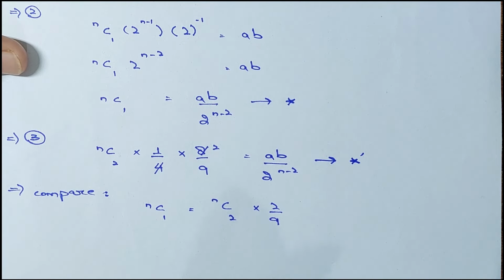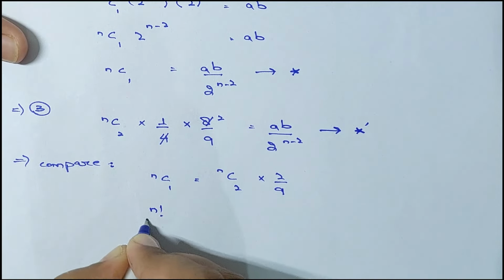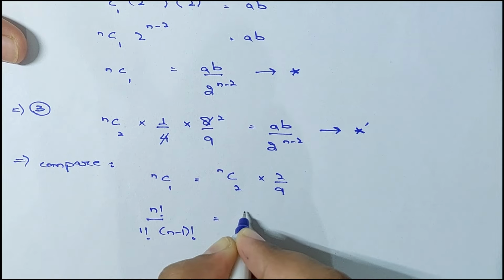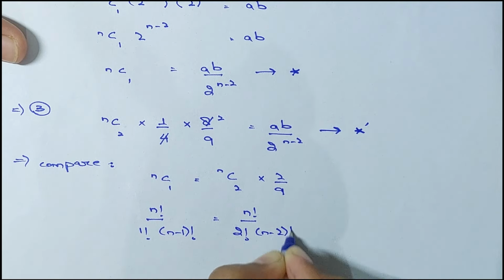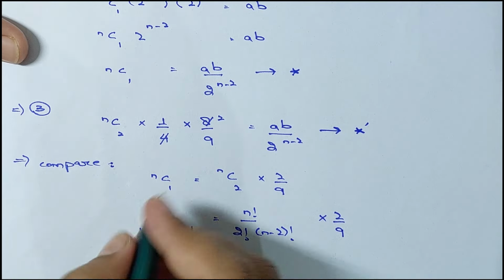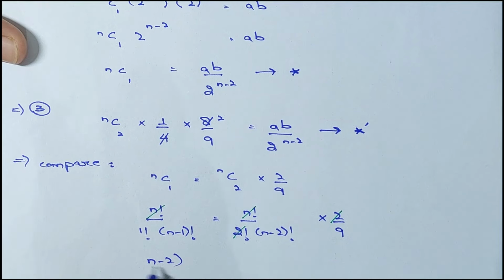Okay, and let me open the formula of the factorial. nC1 is n factorial over 1 factorial n minus 1 factorial, and this is n factorial over 2 factorial into n minus 2 factorial, multiplied by 2 by 9. Alright, so now n factorial is cancelled out with n factorial. 2 factorial is just 2, so 2 is cancelled out with this 2. Now let's do the cross multiplication. We have n minus 2 whole factorial over n minus 1 factorial. This is 1 by 9.